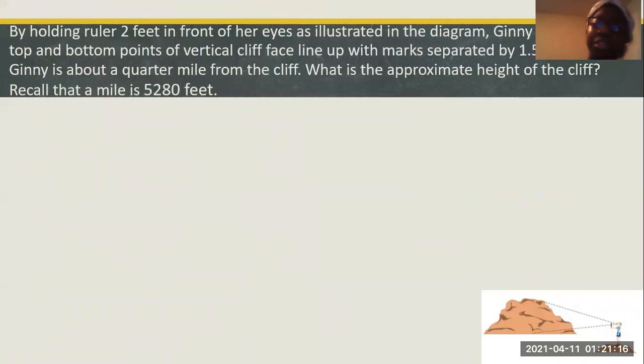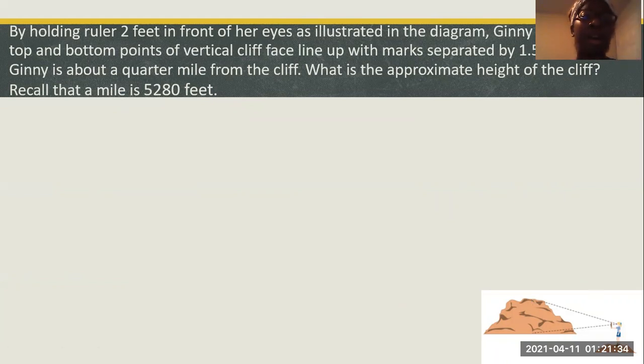Now our last question. We'll have to move this down here. This is the picture to show what is being shown. We have a girl with a ruler and then a mountain. So we're going to have to move this so you'll be able to see. Now let's read the problem.